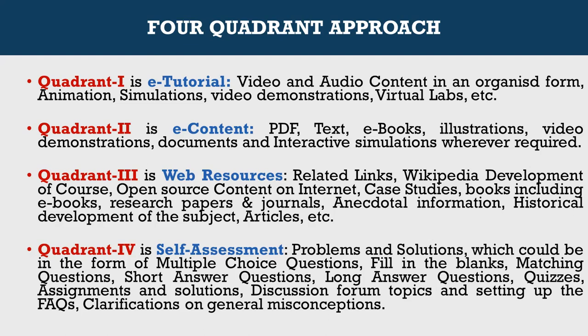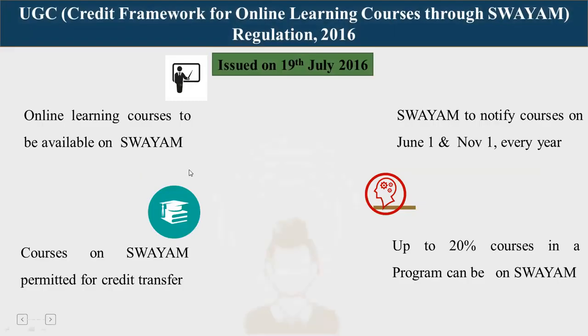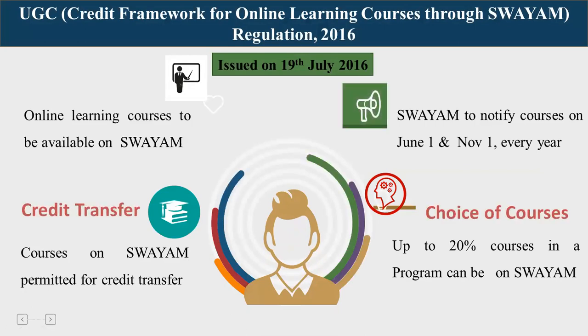Probably in the entire MOOC course, more weightage is given to quadrant 1, that is 50%. The rest 50% is given to the other three quadrants. This is something to keep in mind when developing MOOC courses. Then each university already has a Swayam coordinator, who will take the initiative as facilitator. As per the regulation of 2016, there is also a mandate for notification of the courses. Usually they release the courses on June 1 and November 1 every year.